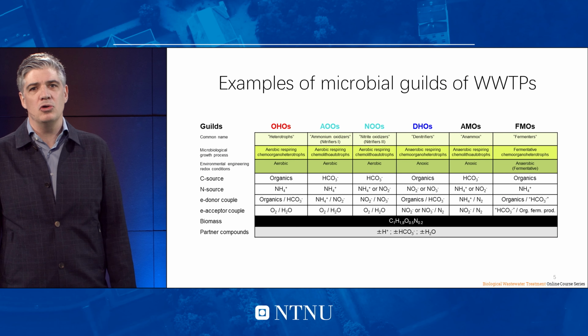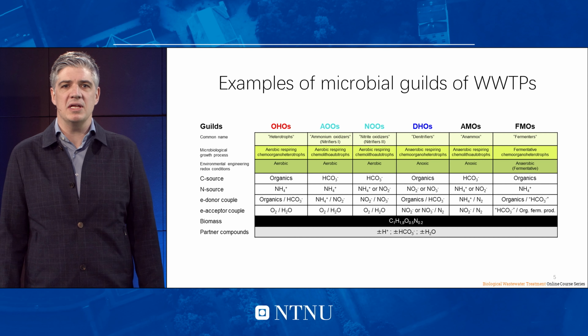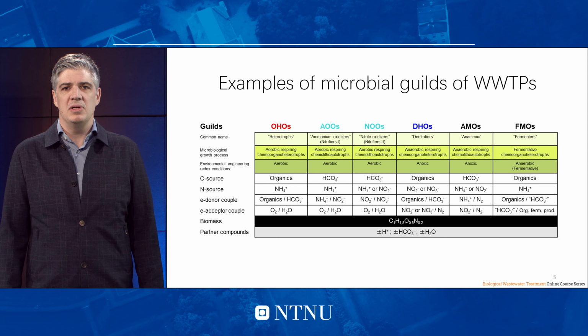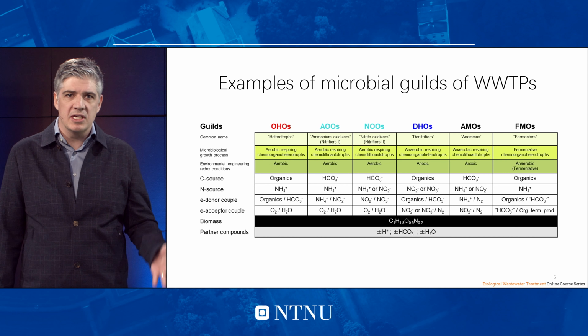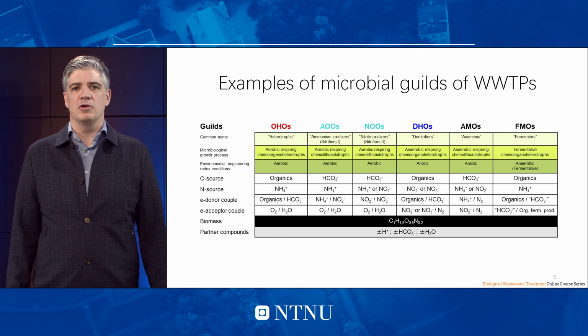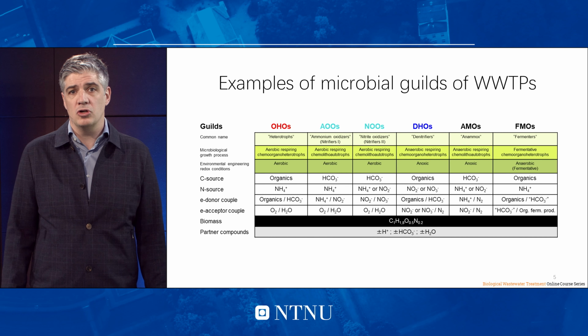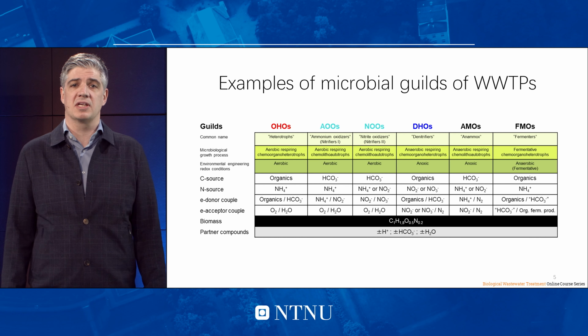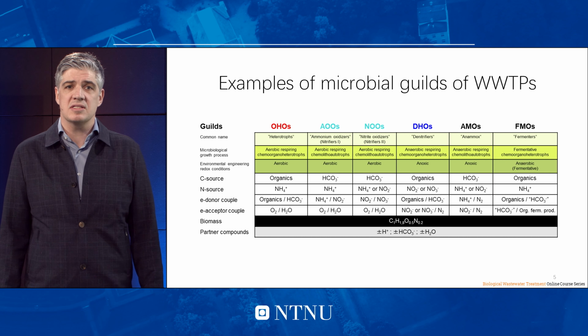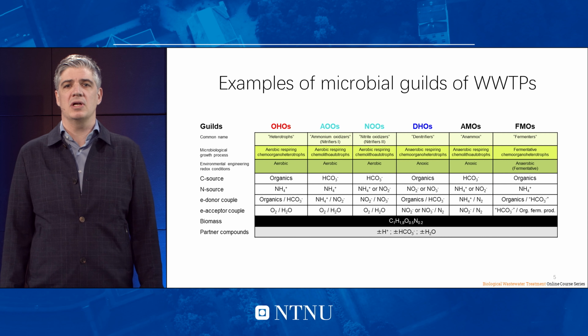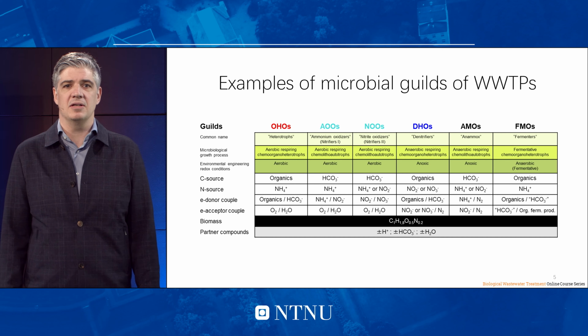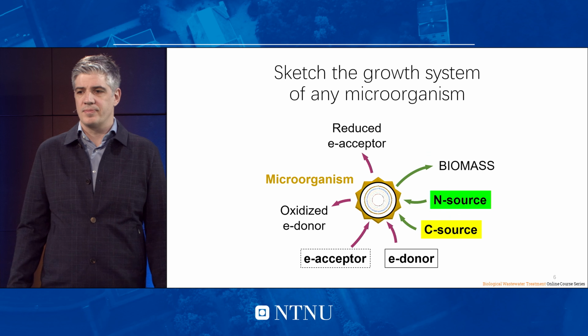This table is a recall on the growth systems of the main guilds of BNR processes in wastewater treatment plants. Please remember to duly list the carbon and nitrogen sources for the anabolism and the electron donor couple and electron acceptor couple for the catabolism. Such a list is important to further conceptualize their growth and highlight their interactions.